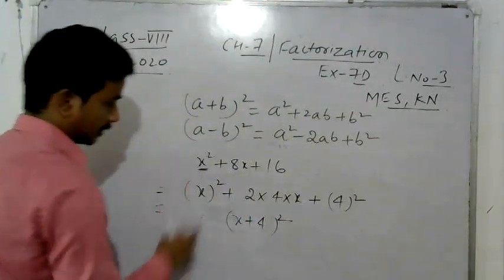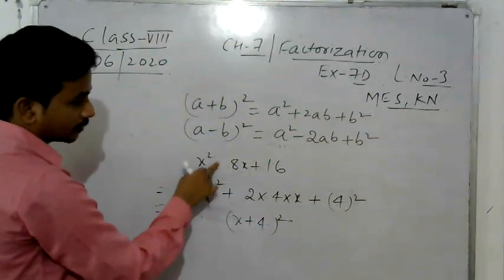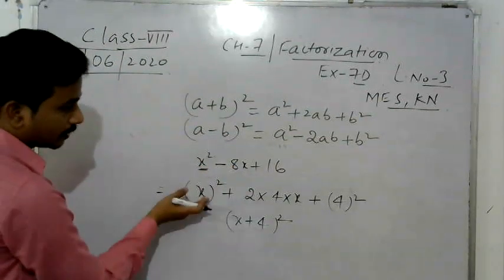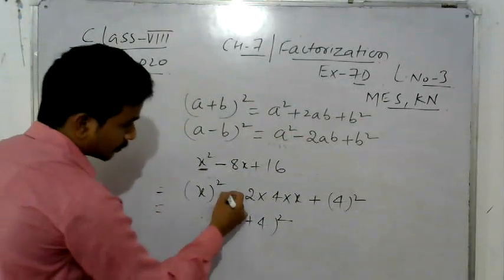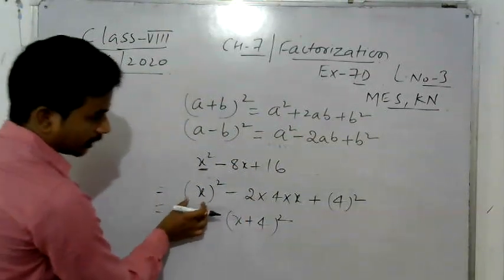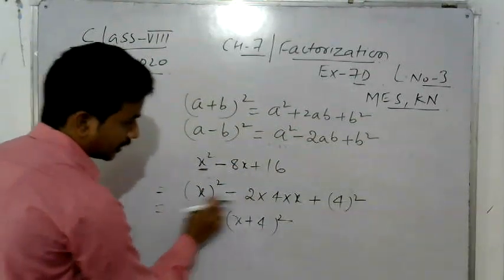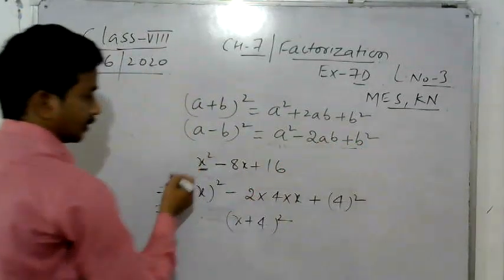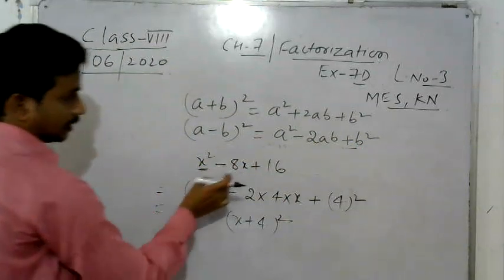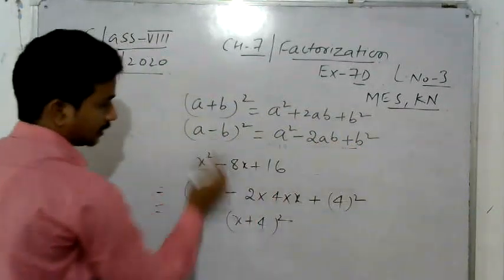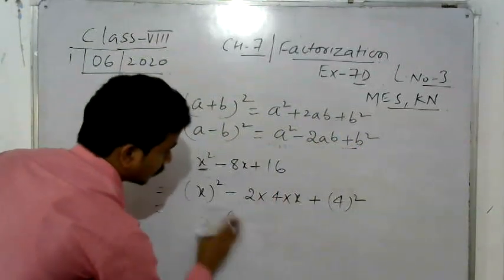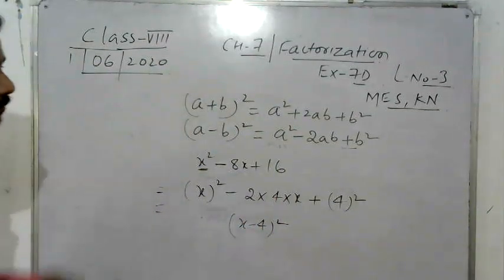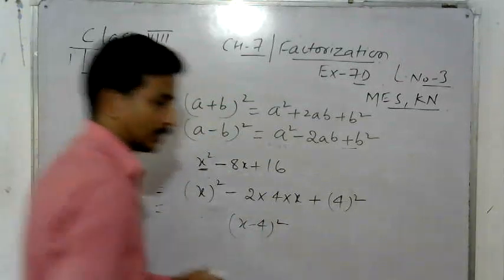Suppose if there were x square minus 8x, then how will you do this? Then there will be minus also here. Then a square minus 2 into a into b plus b square. So this is the formula of this: a square minus 2ab plus b square can be written as whole square of a minus b. So you can write it as x minus 4 whole square in that case. In this way you will factorize this type of problem.